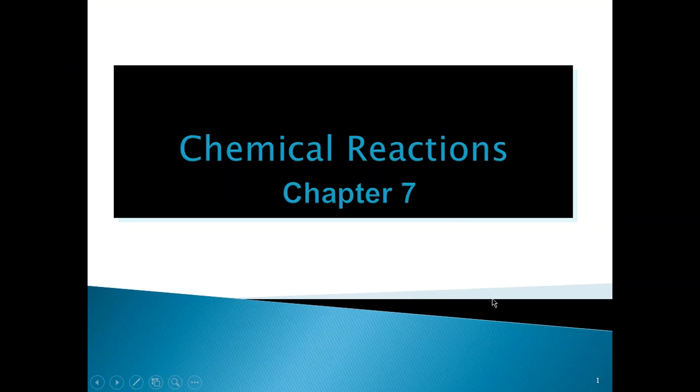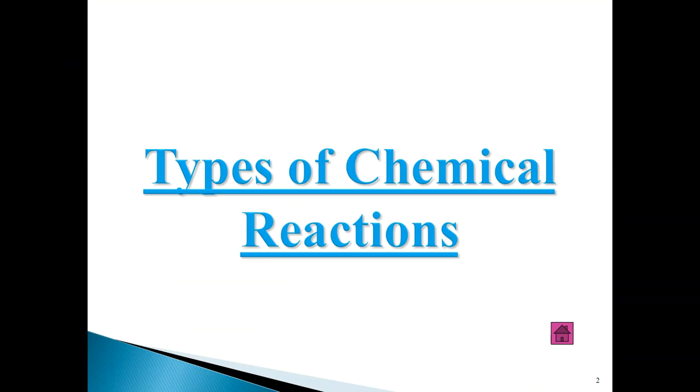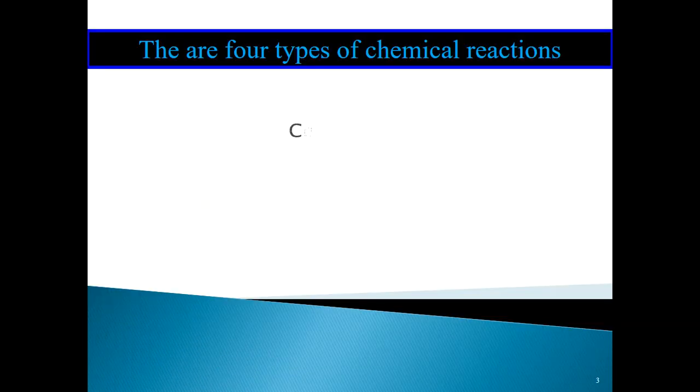Okay, so chapter 7 is where we're going to begin today. And chapter 7 deals with the different types of chemical reactions. So that's basically the focus of this particular chapter, the types of chemical reactions. And there are four main types of chemical reactions.